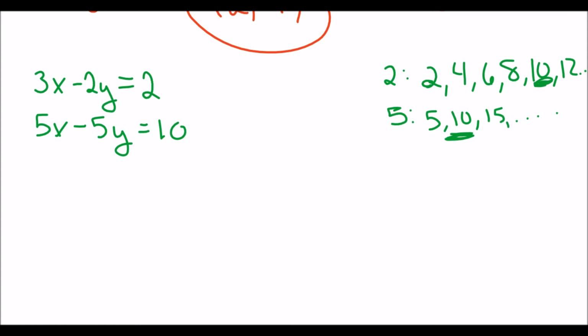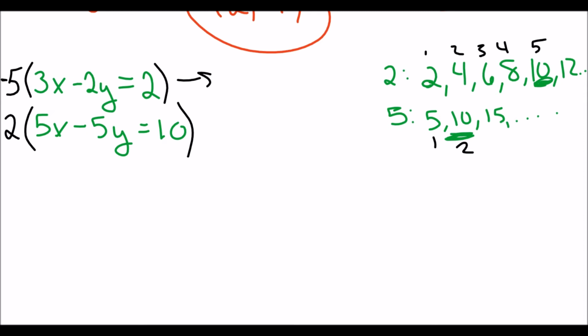So I'm going to take this top equation, and I'm going to multiply it by a negative. And what multiple is this? This is multiple 1, 2, 3, 4, 5. So 2 times 5 equals 10. And for the bottom equation, this is multiple 1 and multiple 2, so I'm going to multiply it by 2 because 5 times 2 equals 10.